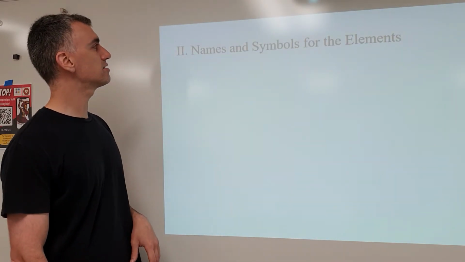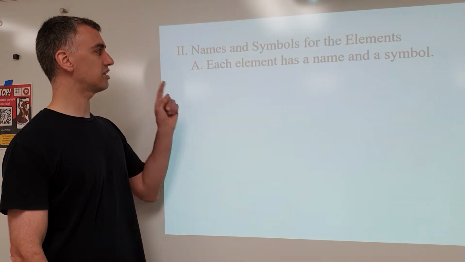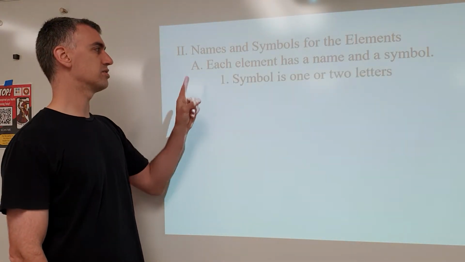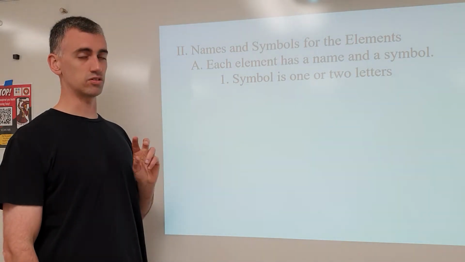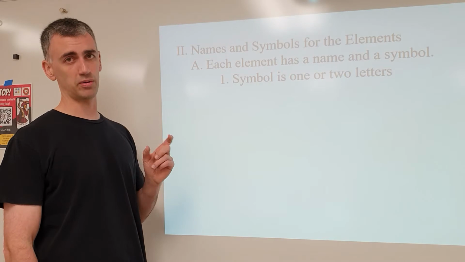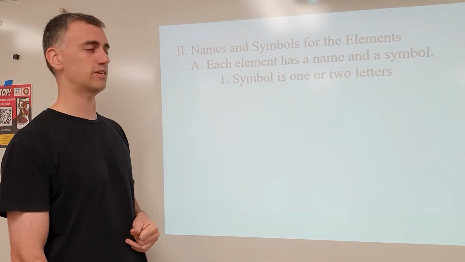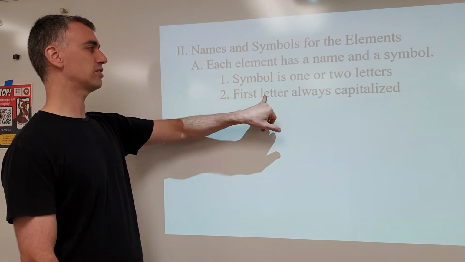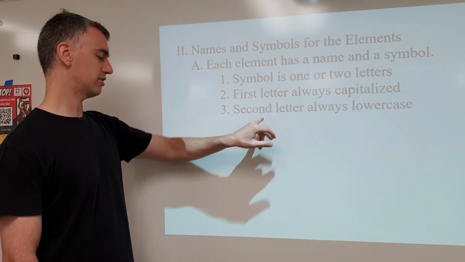Now, names and symbols for the elements. Each pure element has a name and symbol. The symbol is always either 1 or 2 letters. There are no 3-letter symbols. Some of you may have an old periodic table that has that, but those are just temporary placeholders until they come up with an actual name for the element. So you'll always find either 1 or 2 letters. The first letter is always capitalized. The second letter is always lowercase.